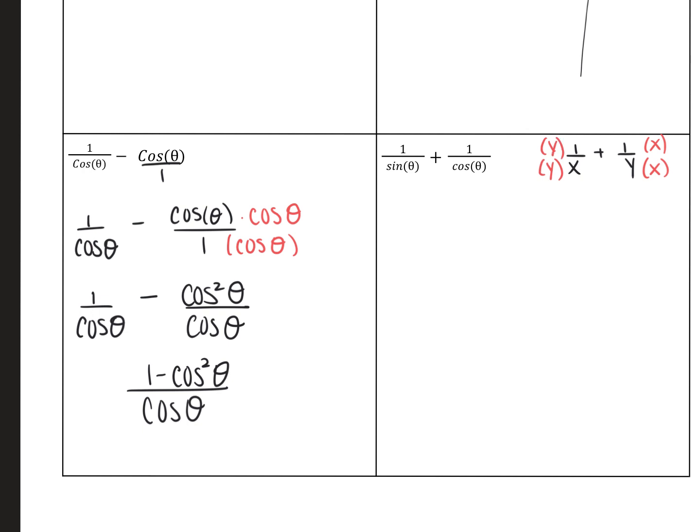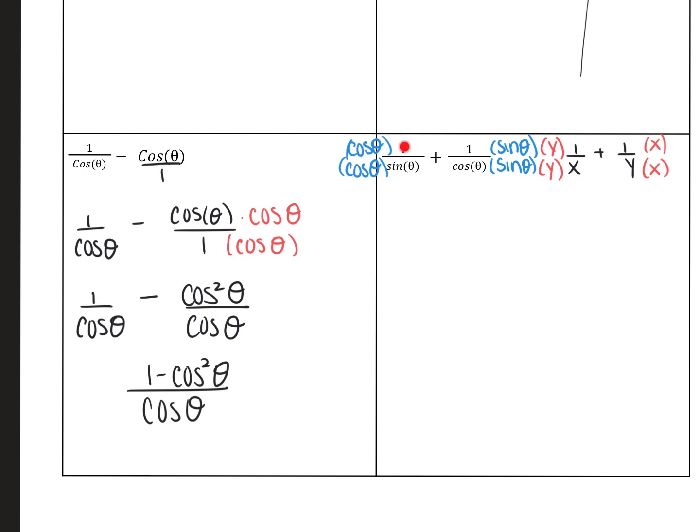So here, there's nothing I can multiply sine by to get cos and vice versa, so we're going to multiply them by each other. So this gets multiplied by cos theta. Whatever I do to the bottom, I have to do to the top. And this one gets to be multiplied by sine of theta. Whatever I do to the bottom, I have to do to the top.